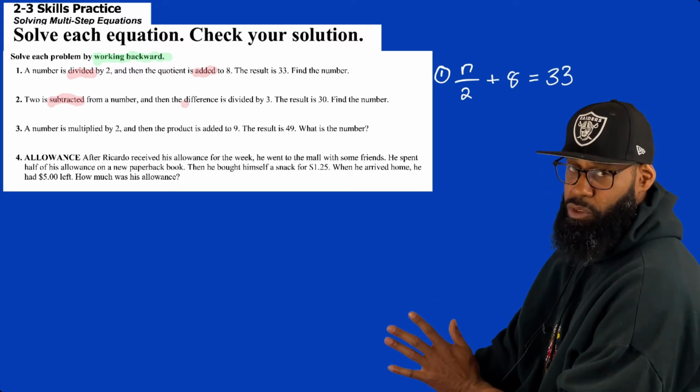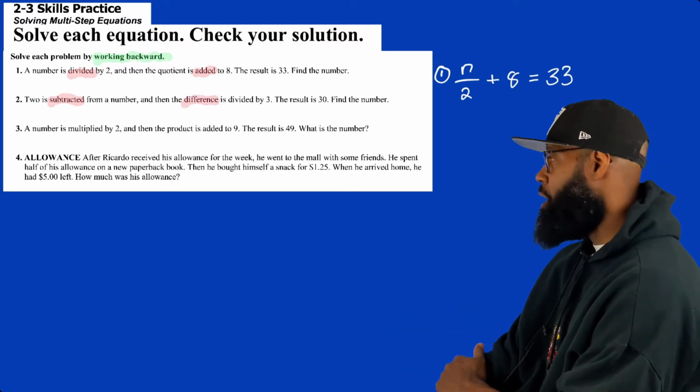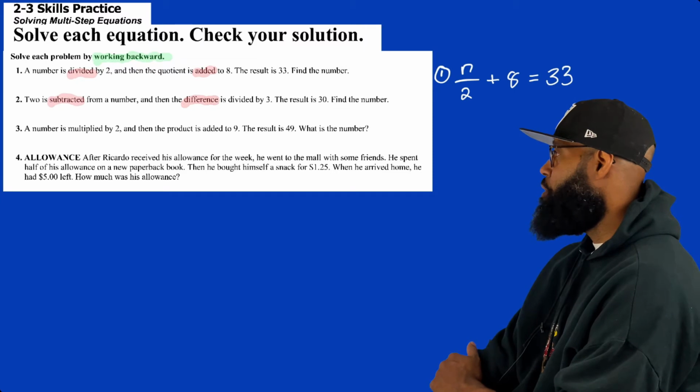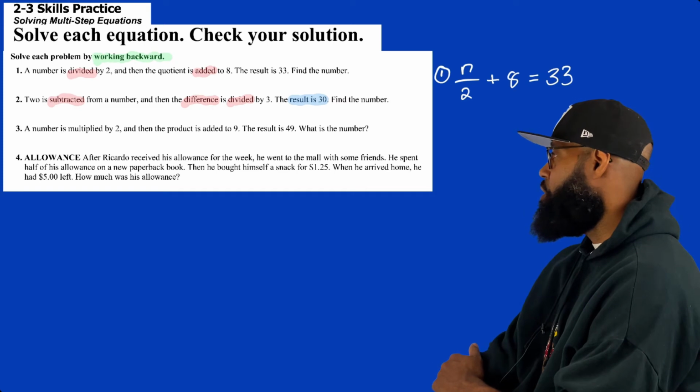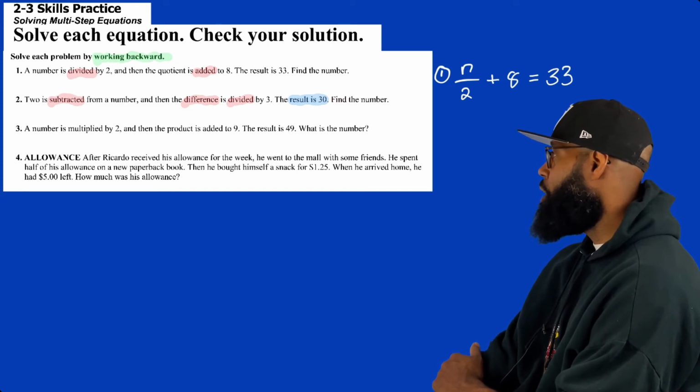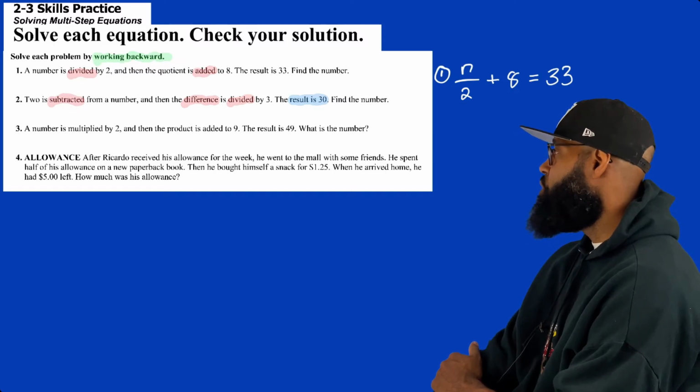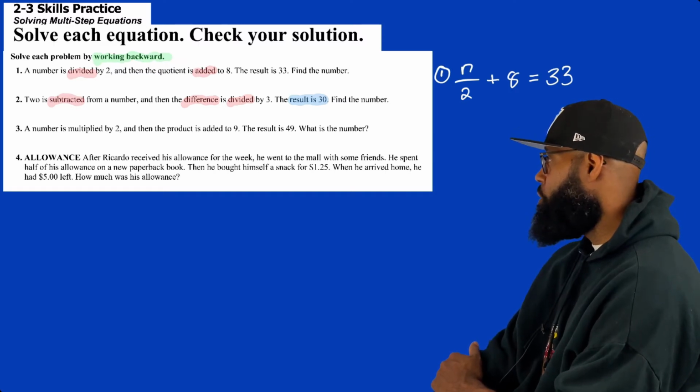Well, let's do number 2 and 3. We might write them all out and do them at the end. So 2 is subtracted from a number. The difference is divided by 3. Well, difference and subtracted, kind of the same thing, right? But the result is 30. So again, there's my equals 30. But what equals 30 again? Working backwards. Let's write it out. Something equals 30. What equals 30?